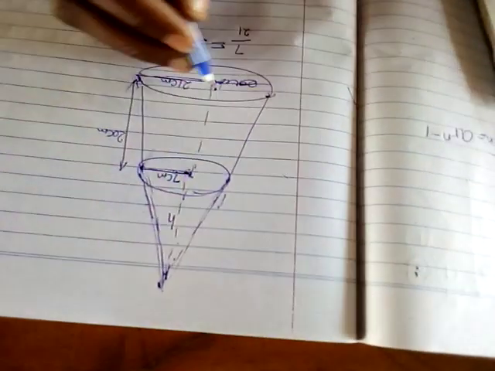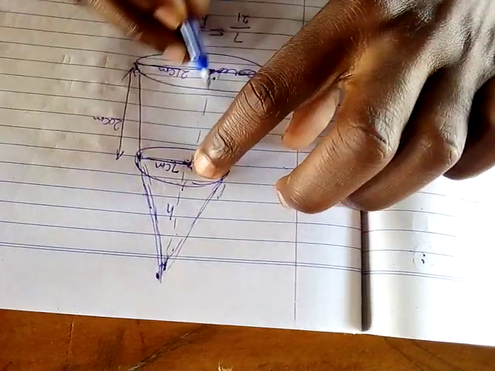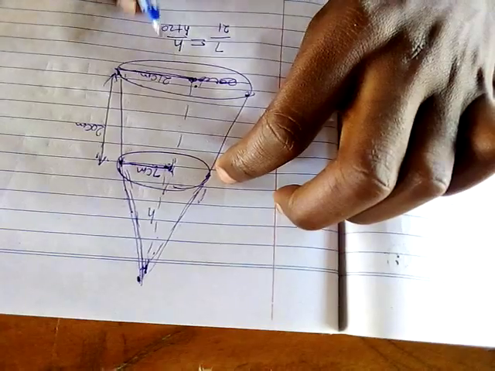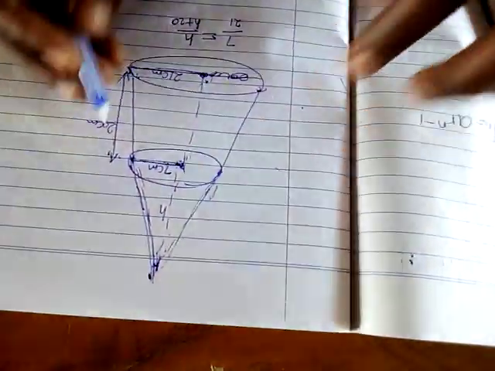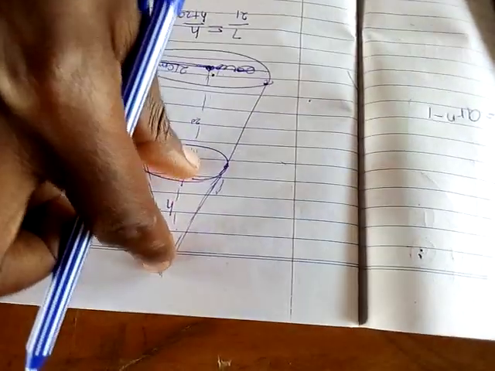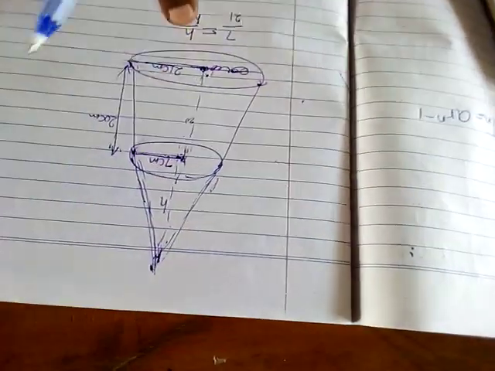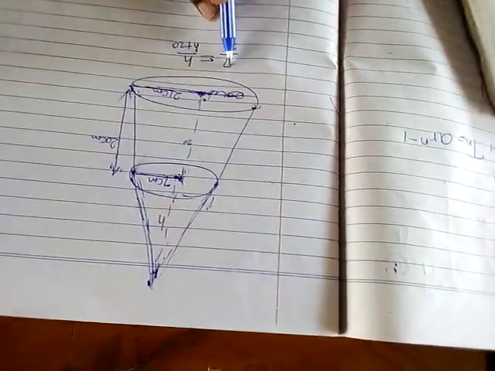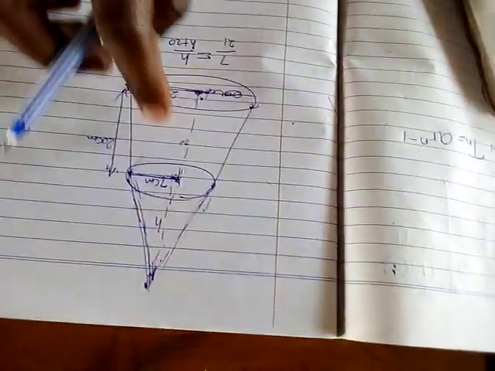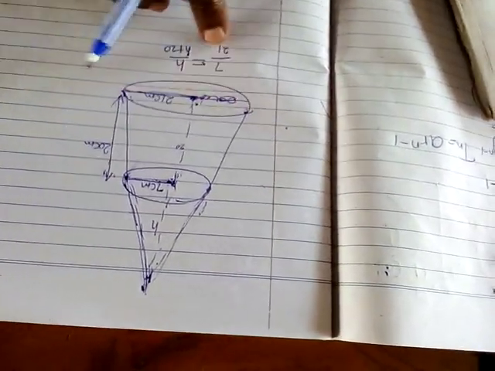So from here to there is h, plus from here to there is 20. So it's h plus 20. This distance is the same as this one. So this is 20, and h plus 20 is the height of the bigger cone. The height of the smaller cone from here to there is h. The radius of the smaller cone is 7 over the radius of the larger cone. This is the larger cone. The radius of the smaller cone is 7. The radius of the bigger cone is 21.